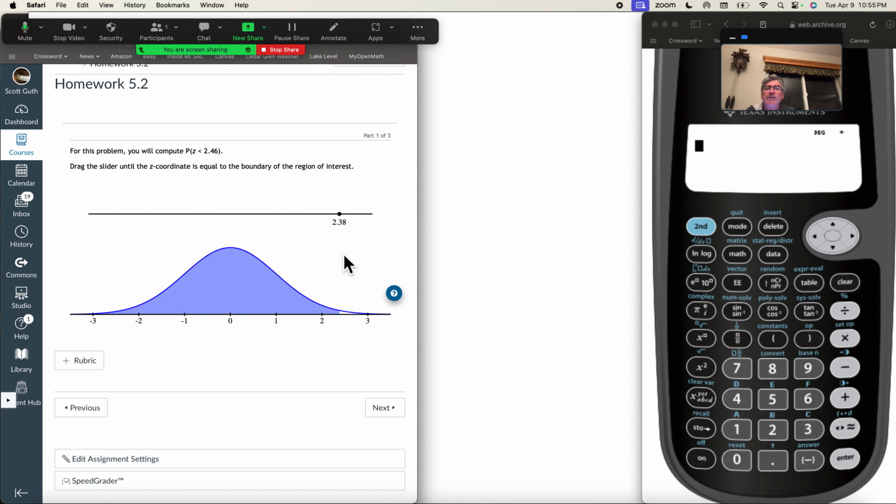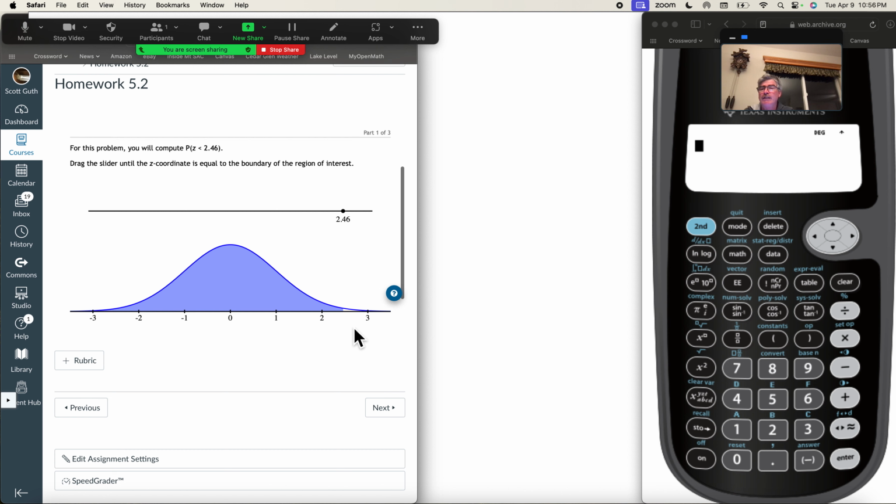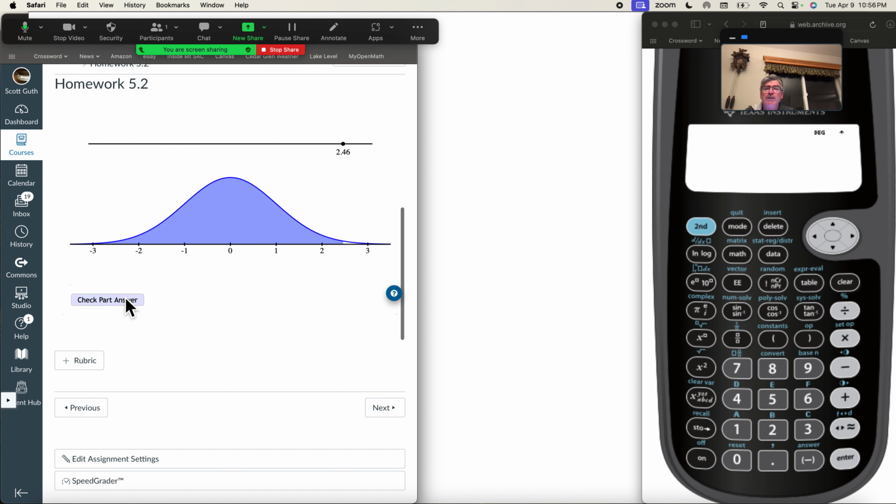You can kind of see the number there under this slider, so I have to grab it and then go like that. Okay, 2.46 there. That's it. Now you can see it's almost all blue except for a little white sliver here, and that should be good.